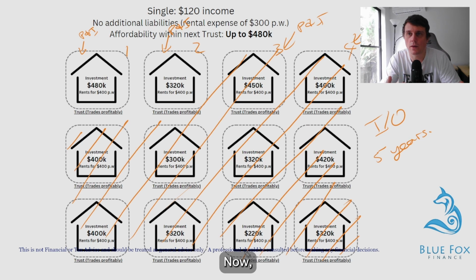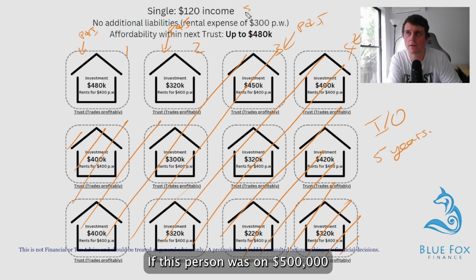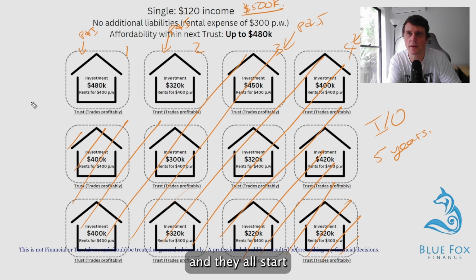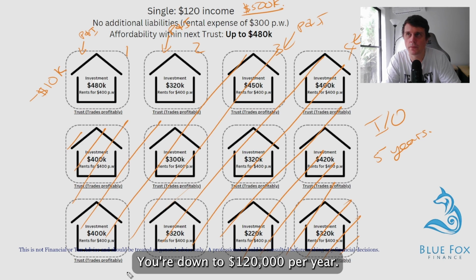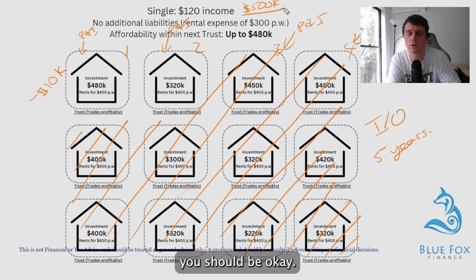Now, what you need to do is your own math and risk reward, figure out what you actually want to be doing here, because it depends on your situation. If this person was on 500,000 per annum income, these all swap over to P&I and they all start losing sort of 10,000 per year, which is quite a lot. You're down 120,000 per year. Now, on this income, you should be okay. You can ride that out, start paying down the properties, and wait until rents go up.